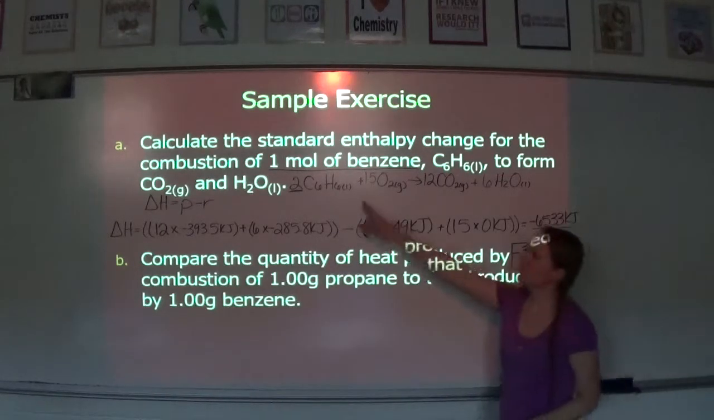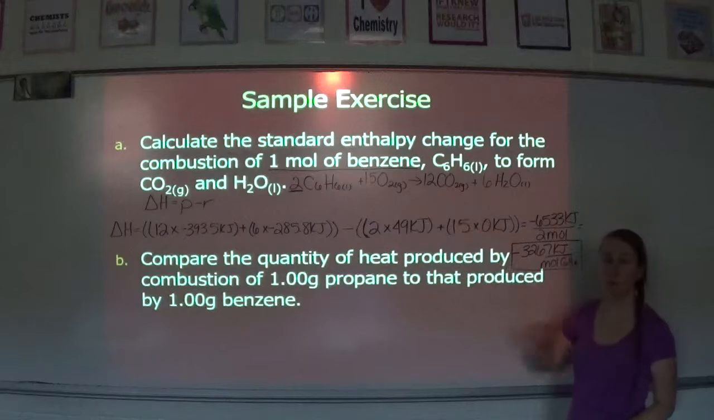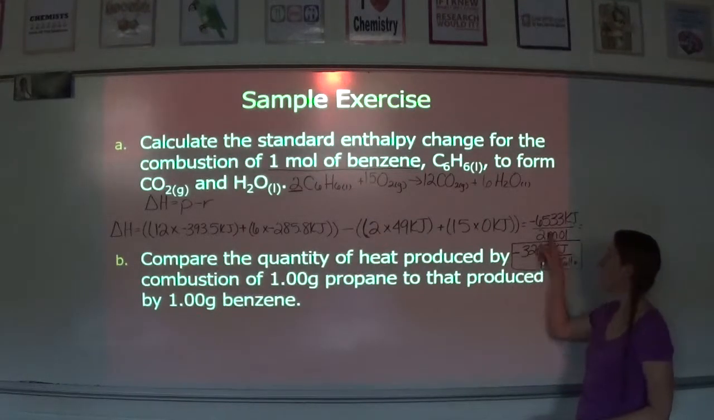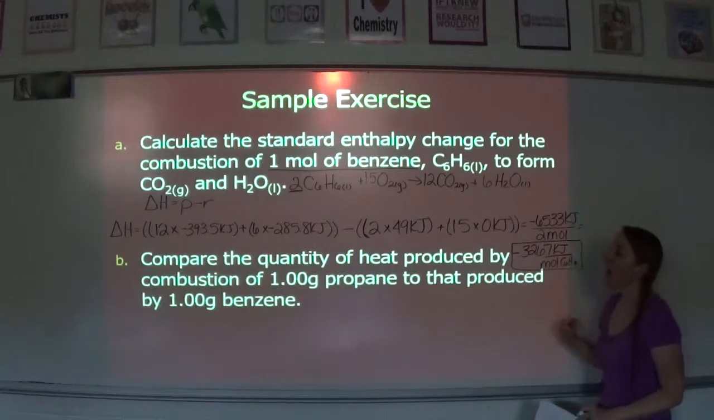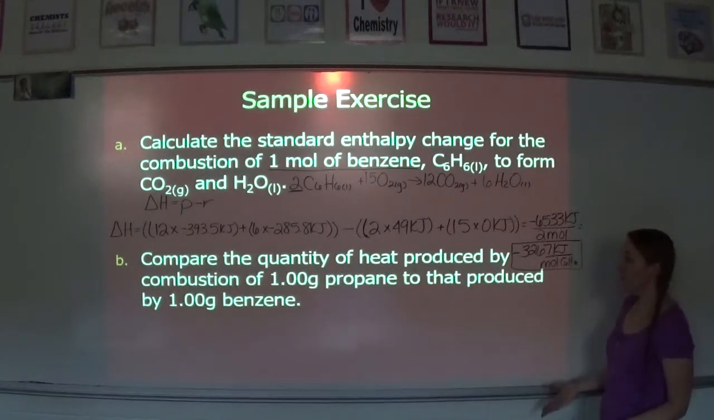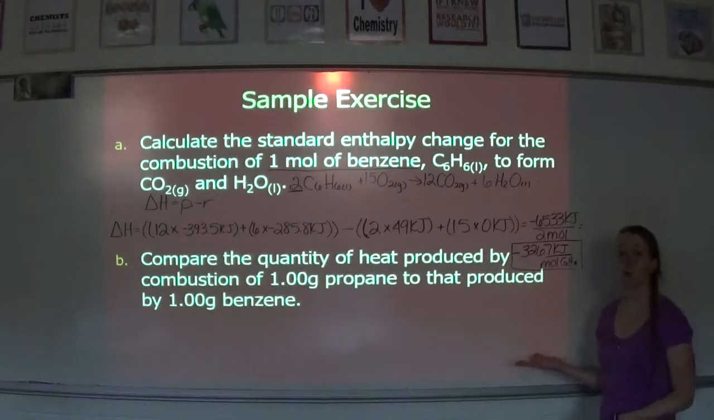Okay, so if you don't reduce your coefficients to give you 1 mole of benzene, you need to make sure to divide by that coefficient at the end, because they're very specific in wanting 1 mole. Alright, so part B says, compare the quantity of heat produced by the combustion of 1 gram of propane to that produced by 1 gram of benzene.